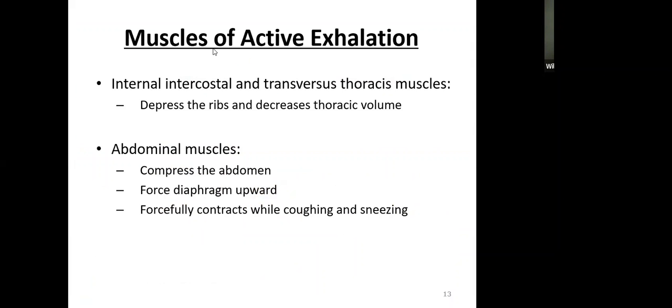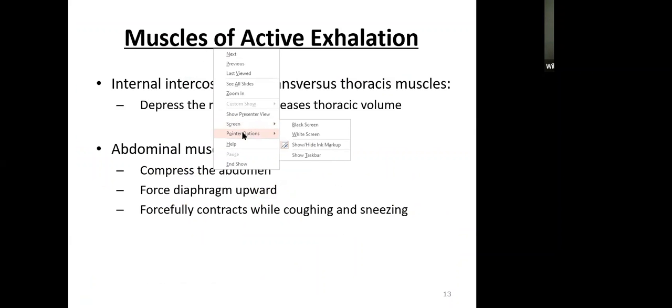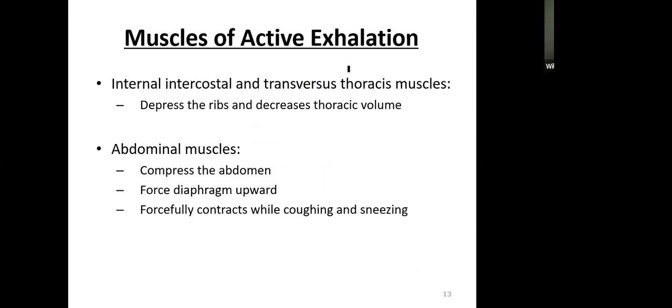So muscles of active exhalation, we started to talk about this last week. So we've got the internal intercostal and transversus thoracicus muscle. This is going to depress the ribs and decrease thoracic volume. So this is active exhalation. The abdominal muscles are also going to be involved. They're going to compress the abdomen. They're going to force the diaphragm upwards, and they're going to forcefully contract while coughing and sneezing.